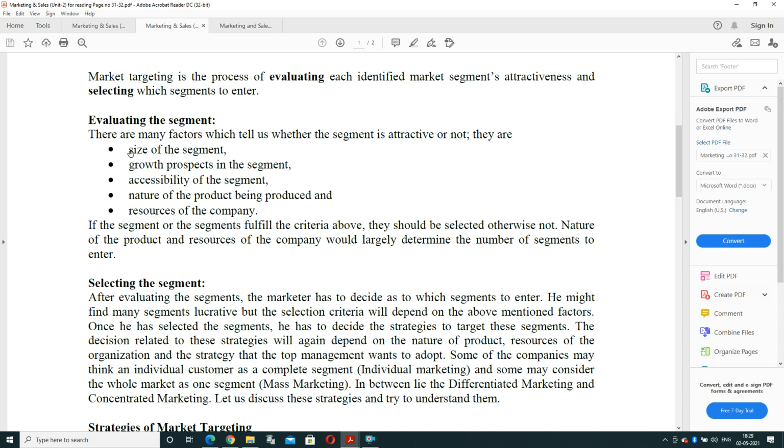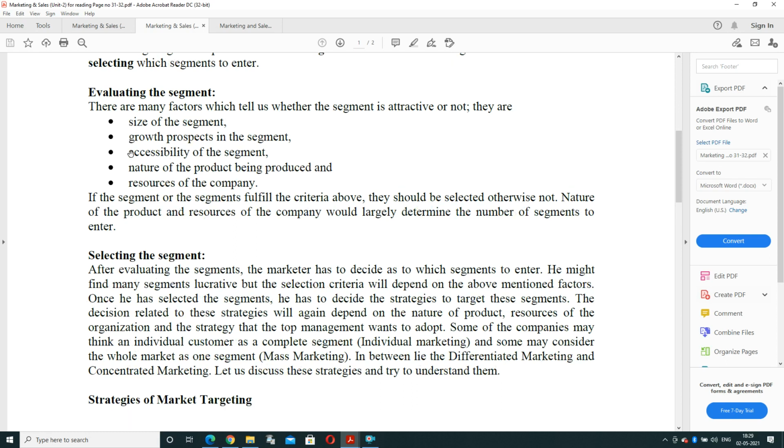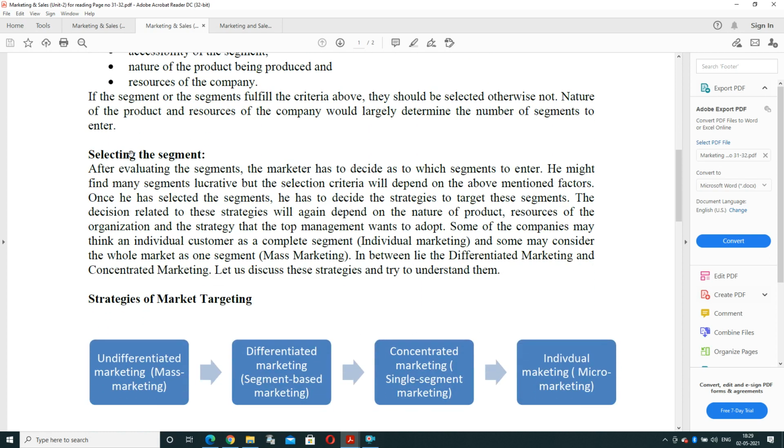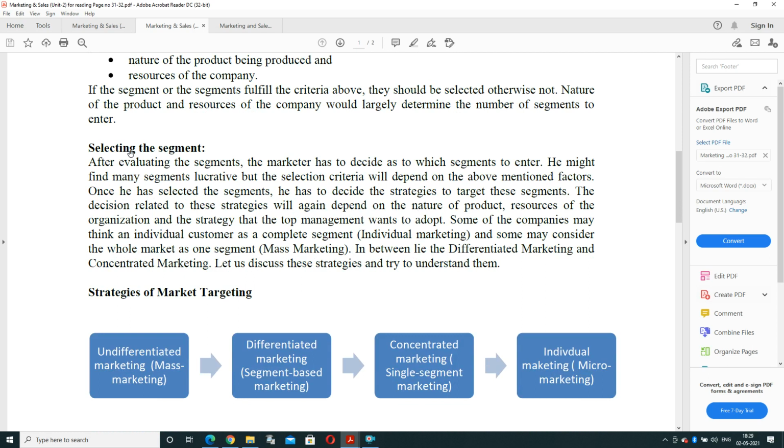We will study this in detail also. In between lie differentiated marketing and concentrated marketing. So we will discuss different strategies and try to understand them. Different types of strategies are followed in market targeting. First one is undifferentiated marketing. Second is differentiated marketing. Third one is concentrated marketing. And fourth one is individual marketing.